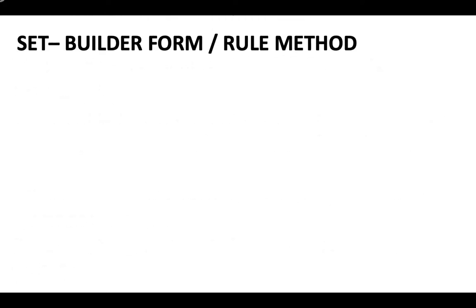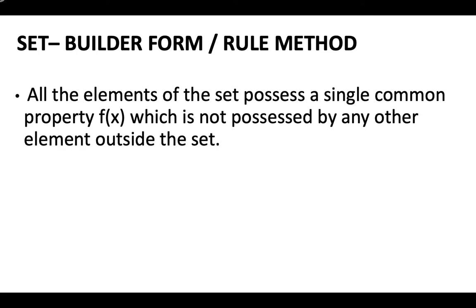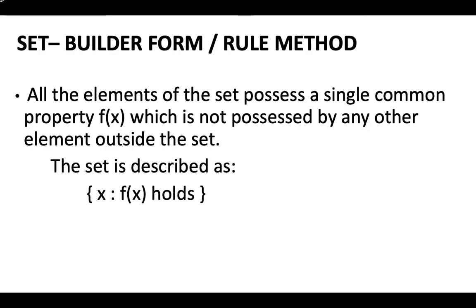Let us now look at the set builder form or rule method of representing a set. All the elements of the set possess a single common property f of x, which is not possessed by any other element outside the set. That set is described as x such that f of x holds good, and this kind of notation that you see here is called set builder notation. What do we mean by this? F of x here is a common property which is possessed by all the elements of the set.